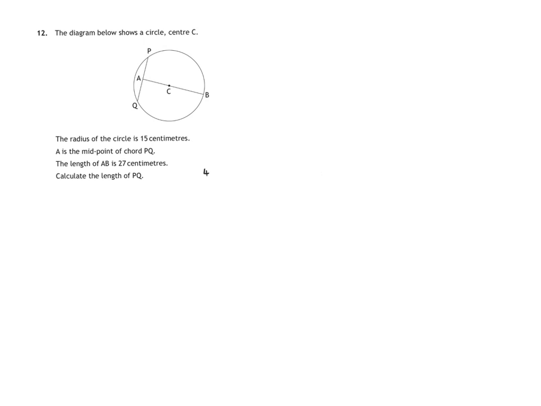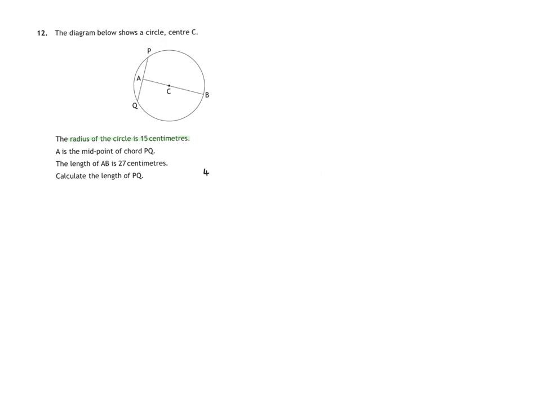Right, so we have question 12. Question 12, we've got the diagram, and quite a lot of the difficulty with this question is kind of seeing what it is we have to do. So let's just read it through and think it through logically. Okay, so we've been told that the radius of the circle is 15 centimetres. So that's got to be an important part of the question. So we know that the radius is 15 centimetres.